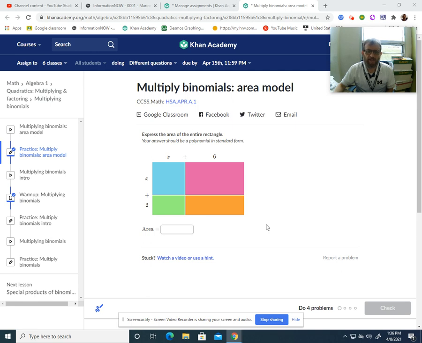If you watched my last video, I was showing you how to multiply monomials by polynomials using the area model. Now we're going to do binomials using the area model. And it's just a continuation. It makes a lot of sense.